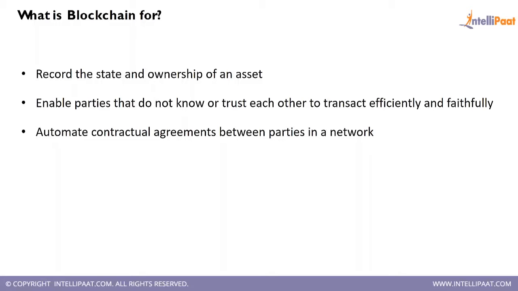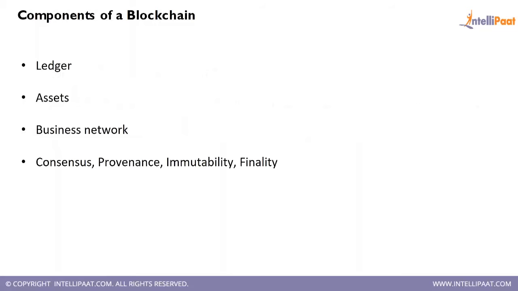So why do we need blockchain? This is what blockchain is for: to record the state and ownership of an asset, enable parties that do not know each other or trust each other to transact efficiently and faithfully, and automate contractual agreements between parties in a network. Okay, components of a blockchain.